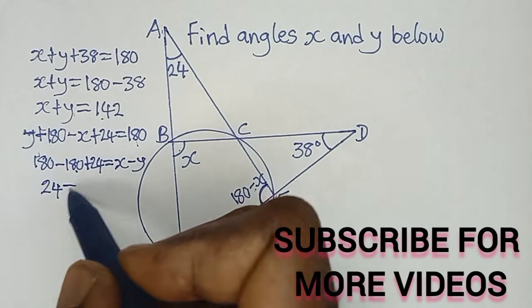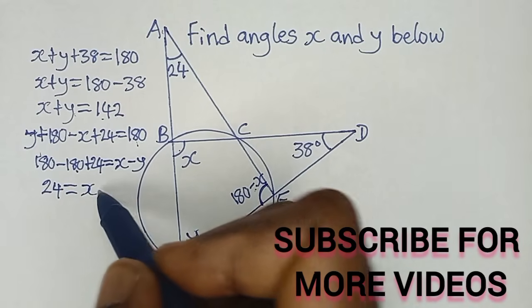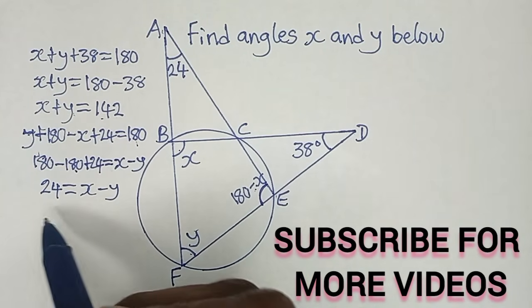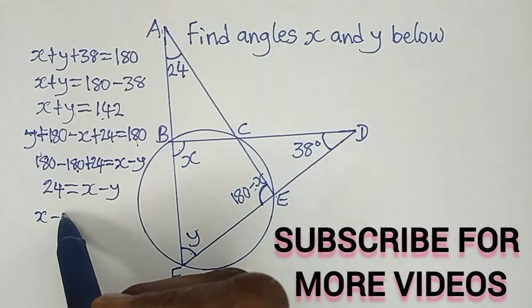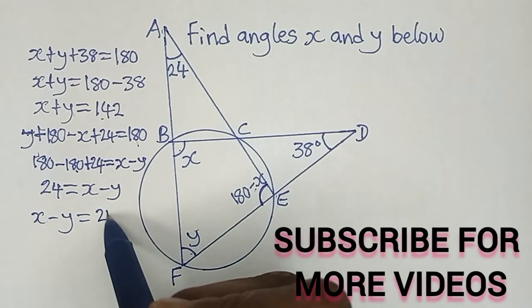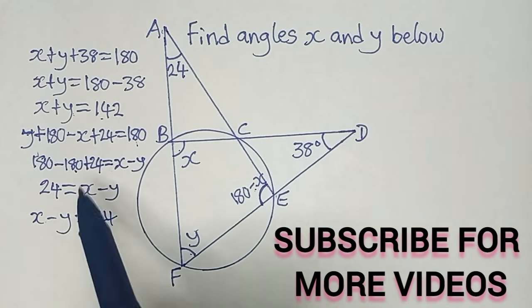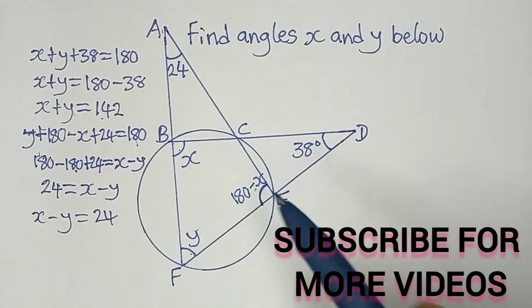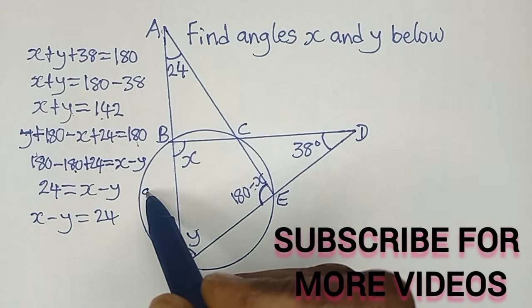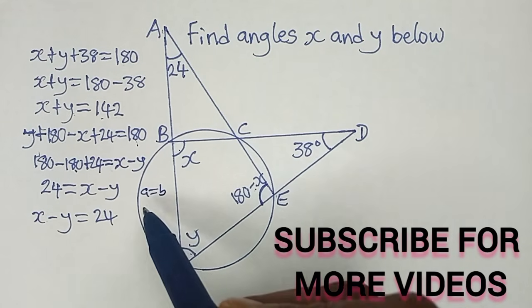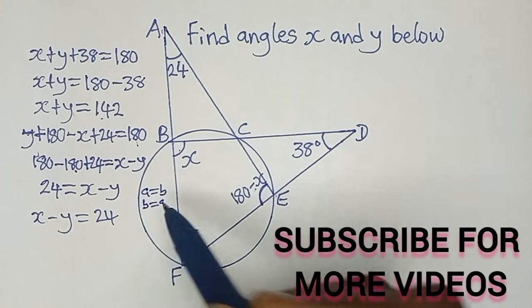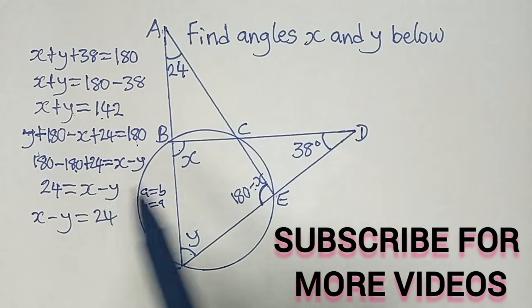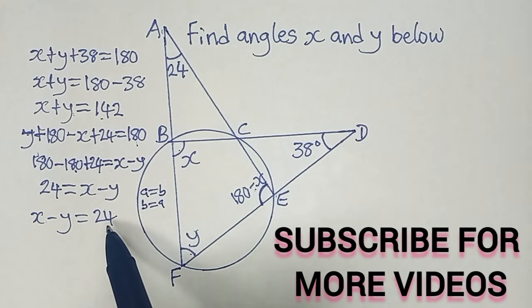So 24 is equal to X minus Y. You agree with me that I can also decide to rewrite this as X minus Y is equal to 24. Don't forget, I'm not carrying this to this side. What I simply did is to use the fact that, for example, if you have A is equal to B, you can also write it as B is equal to A. So that is what I've applied here: if 24 is equal to X minus Y, it also means that X minus Y is equal to 24.